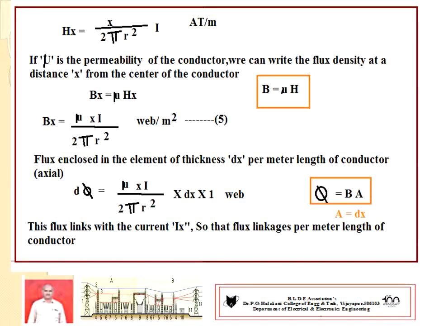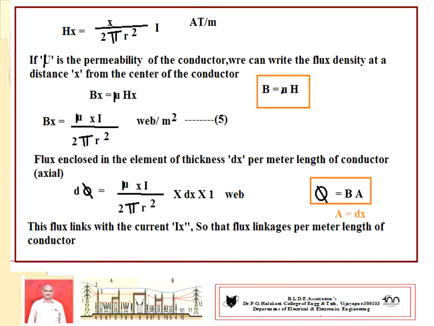If μ is the permeability of the conductor, we can write the flux density at a distance x from the center of the conductor. So we have the relation flux density B equal to permeability into magnetic field intensity, B equal to μH. From this relation Bx equal to μ into Hx. Substituting again the expression for Hx, we get the flux density Bx equal to μ into x into I divided by 2πr², Webers per meter square.